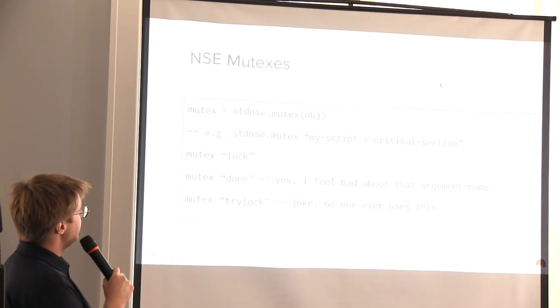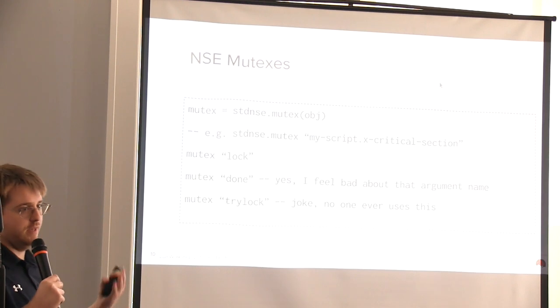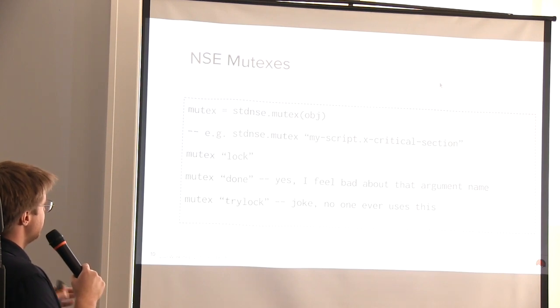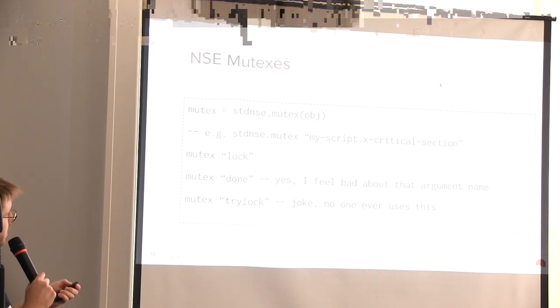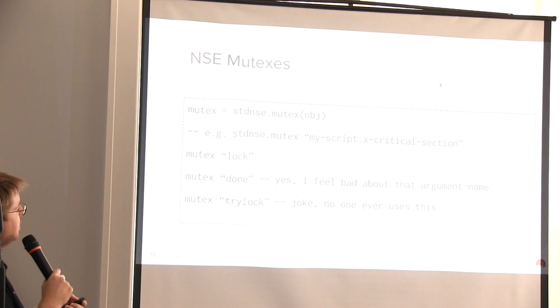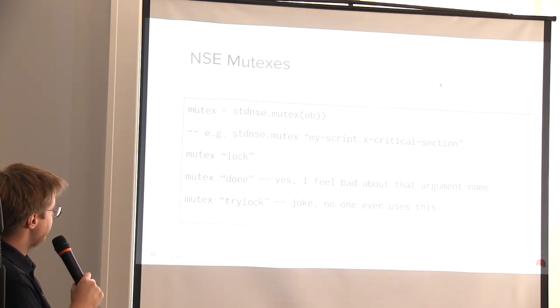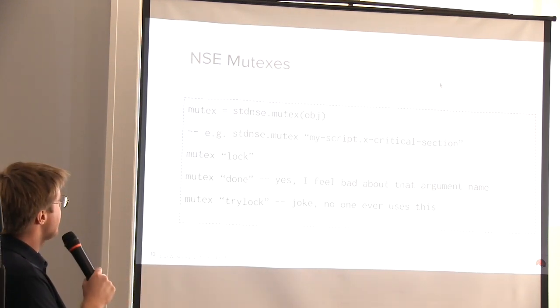The way that looks in Lua code is we have this standard NSE library, and you just call the mutex function, which returns a closure. The mutex is associated with a given object. Internally, if that object is garbage collected, the mutex also becomes subject to garbage collection, so there are weak tables in the background. Several scripts look up a mutex based off of a string, and then you can lock the mutex by calling the mutex closure with the lock argument, or done. And then you can also try lock, which no one actually uses.